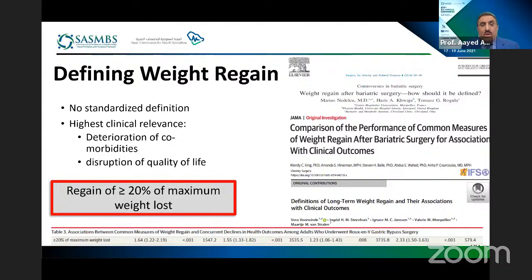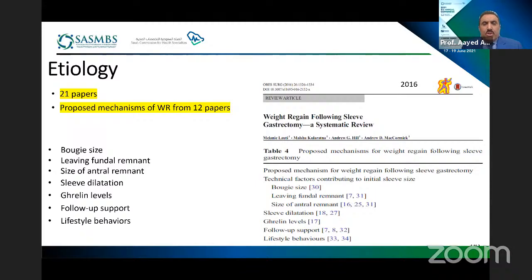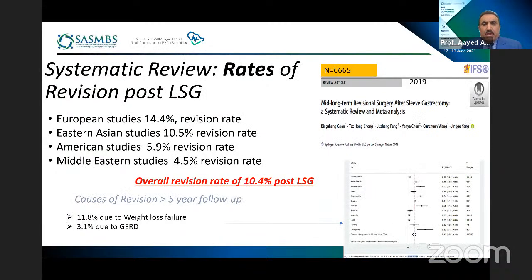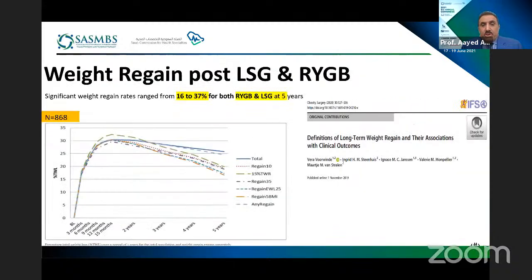When we talk about weight regain and ESG, endoscopic gastroplasty and weight regain, it's another issue that I think should be in our hands. We define weight regain as 20% of maximum weight loss. This is at least the commonly accepted definition, but there are a lot of definitions. And there are a lot of papers to show that whether sleeve or bypass, they have a significant chance of weight regain, sometimes reaching significant numbers. Most of those who have weight regain will undergo some type of revision, and the revision can be surgical or non-surgical.